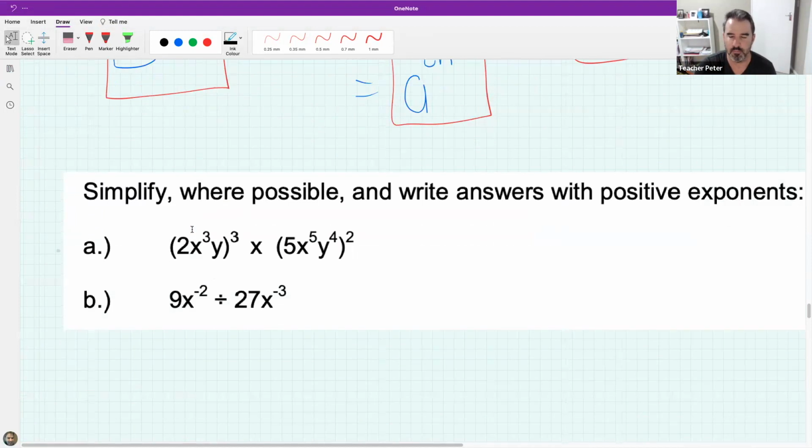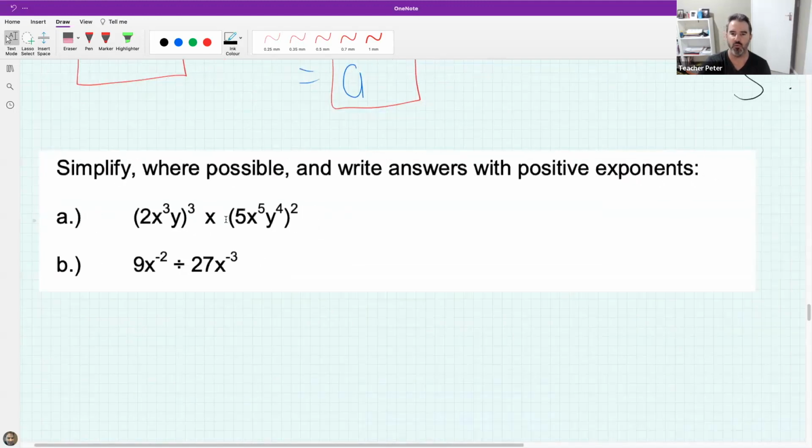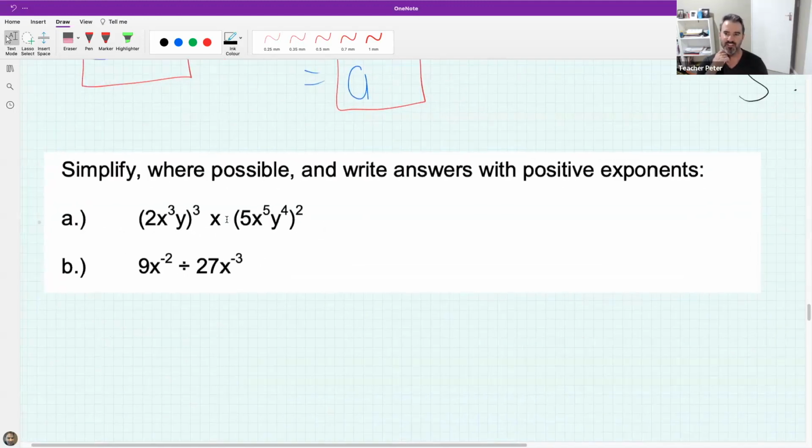So I want you to try and do these next 2 questions. And it says, simplify where possible and write the answer with positive exponents.